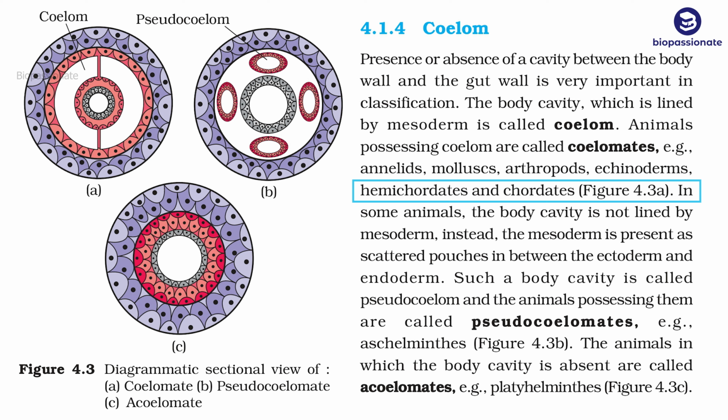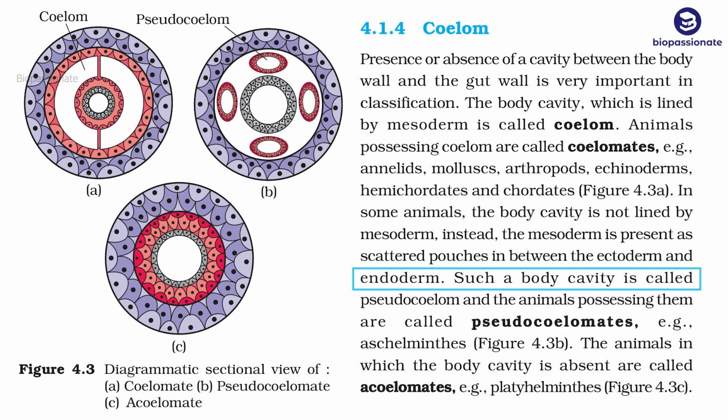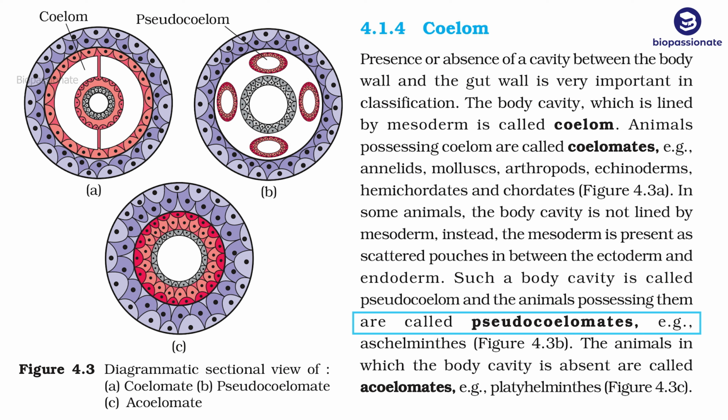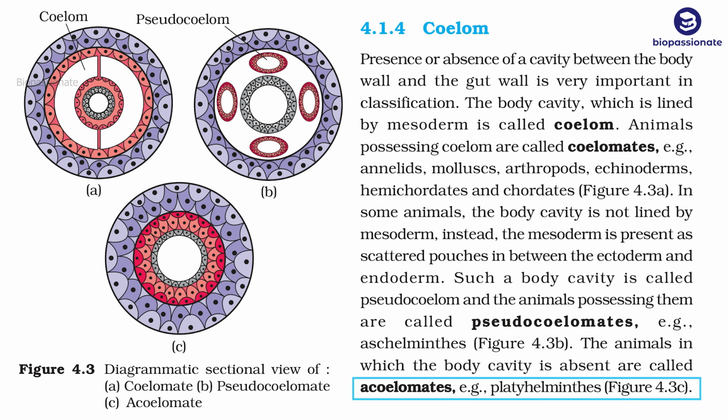Figure 4.3a. In some animals, the body cavity is not lined by mesoderm. Instead, the mesoderm is present as scattered pouches in between the ectoderm and endoderm. Such a body cavity is called pseudocoelom, and the animals possessing them are called pseudocoelomates. Example, Aschelminthes. Figure 4.3b. The animals in which the body cavity is absent are called acoelomates.